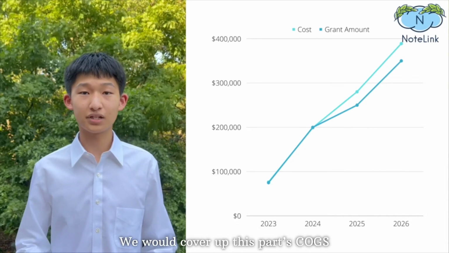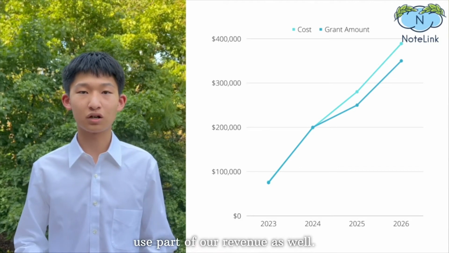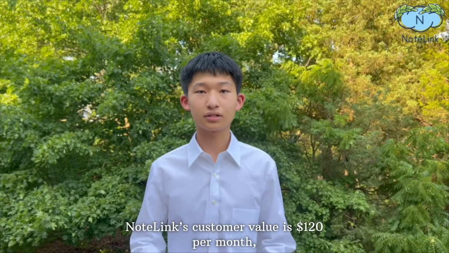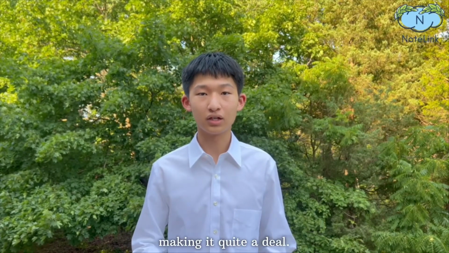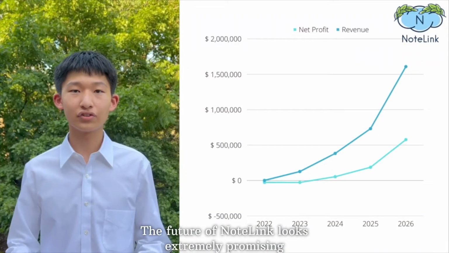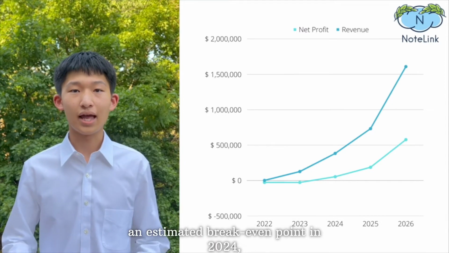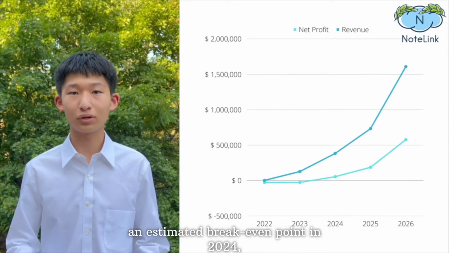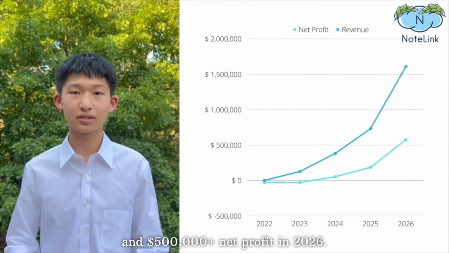We would cover this part's COGS through government grant programs in our early years and gradually use part of our revenue as well. NoteLink has a customer value of $120 per month, 8 times the monthly subscription fee, making it quite a deal. The future of NoteLink looks extremely promising with a $24 customer acquisition cost, an estimated break-even point in 2024, and a net income of over $500,000 in 2026.